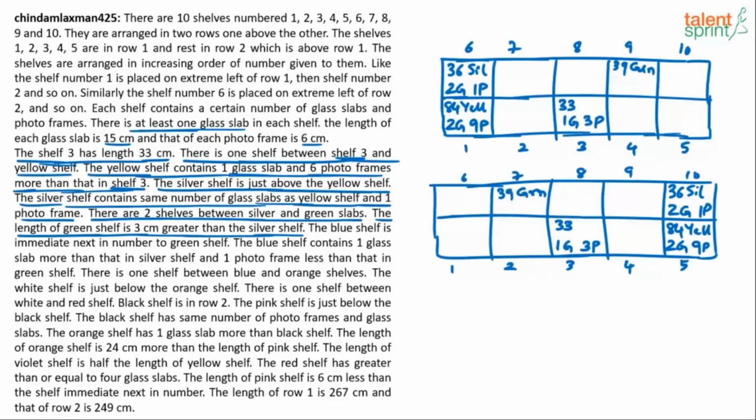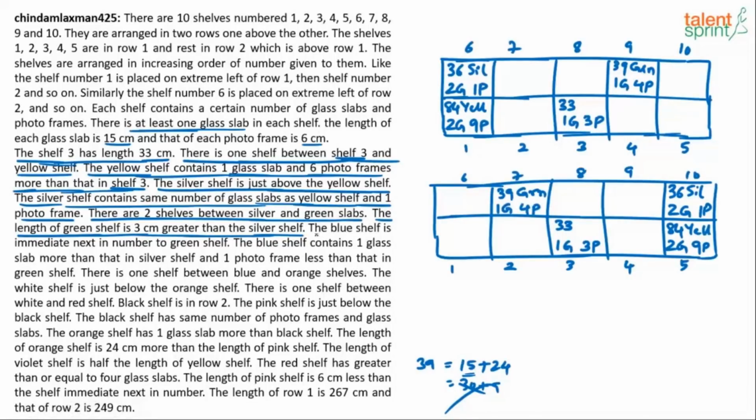Now try to break 39 logically. One glass slab definitely will be there, minimum 1. So if you take one glass slab, 15, 15 plus what is extra now? 24. Yes or no? You can break 39 as 15 plus 24 or 30 plus 9. But 30 plus 9 is ruled out because the photo frame would become 1.5 photo frames, not possible. But 15 plus 24 makes sense. 15 centimeter meaning 1 glass slab, 24 centimeter meaning 4 photo frames. So we can conclude that green will have 1 glass slab and 4 photo frames.